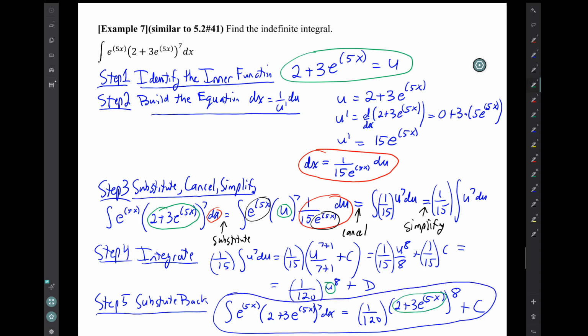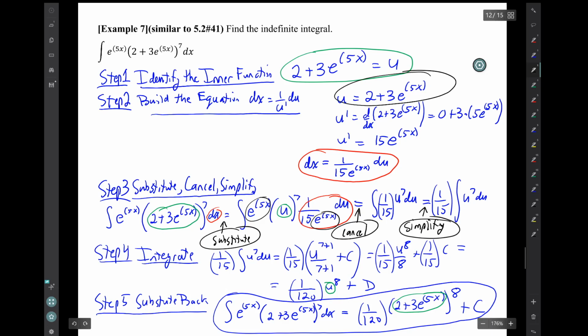There is the whole solution, which is about as messy a problem as we encounter in this course. Notice that step 3 was quite involved. We had to do all three things: substituting, canceling, and simplifying. Notice how complicated our inner function was. It was this whole mess.